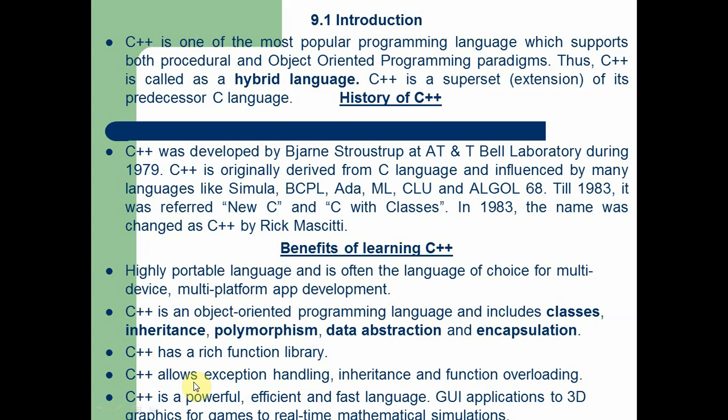We are going to discuss all these things in detail later. The next point is C++ is a powerful, efficient, fast language, very helpful in GUI applications, 3D graphics for games, and real-time mathematical simulations. So it is one of the powerful languages used for creating 3D games which supports GUI. These are the five important benefits of learning C++. I hope you understand the concept, history and benefits of C++.